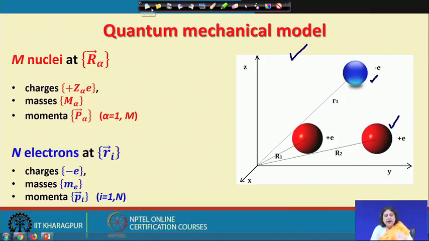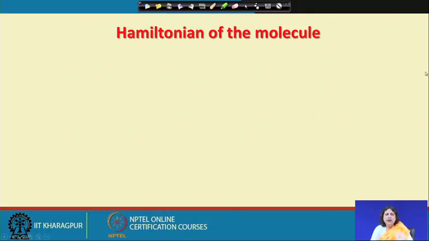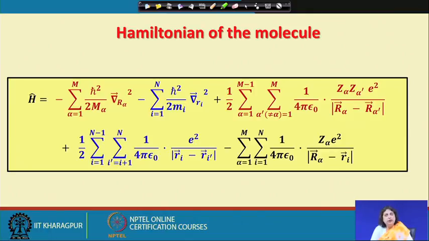Okay. So, if I now set up the Schrodinger equation for a system like this, I have to start from the Hamiltonian of the molecule. The Hamiltonian of course now requires many different terms to describe the contribution of kinetic energy as well as the potential energy of the different things present in the system.